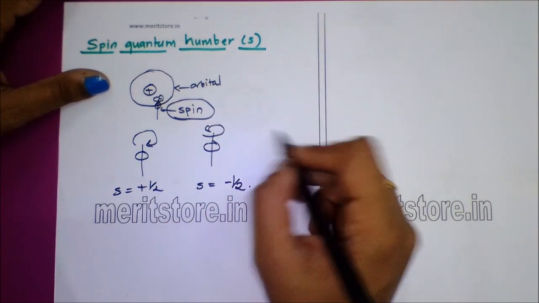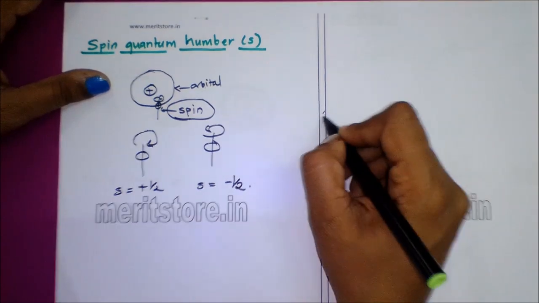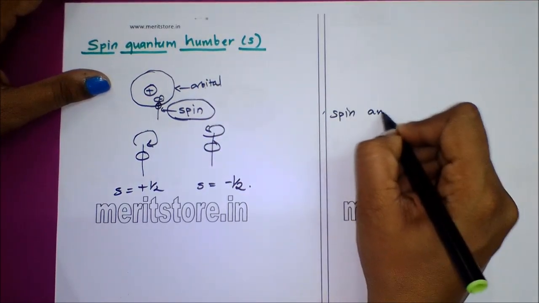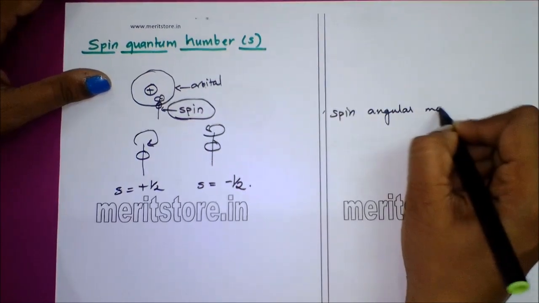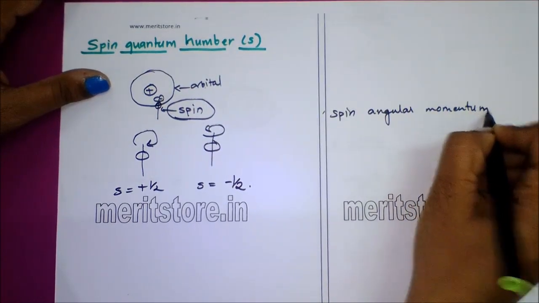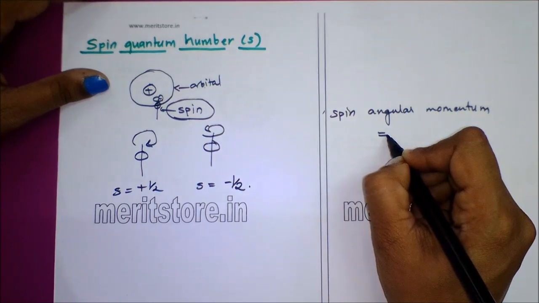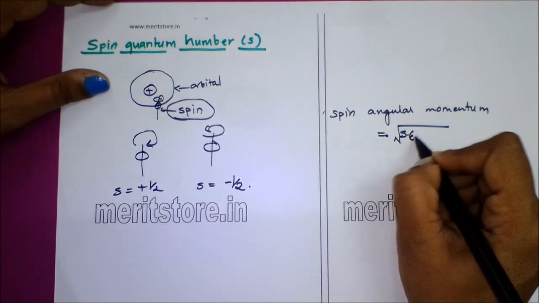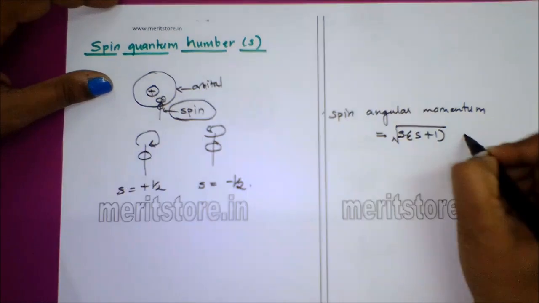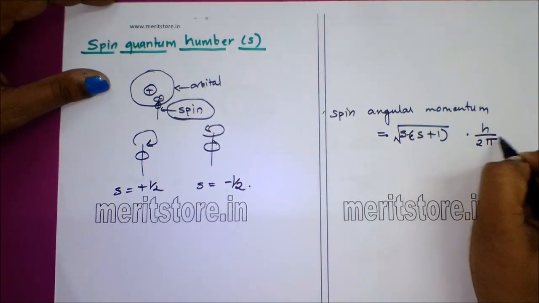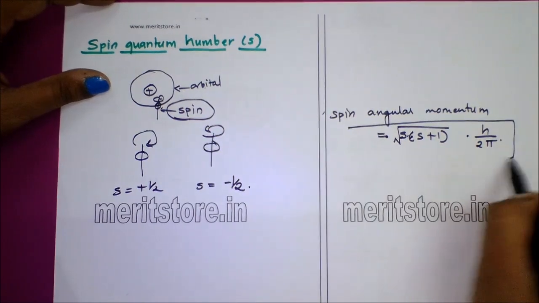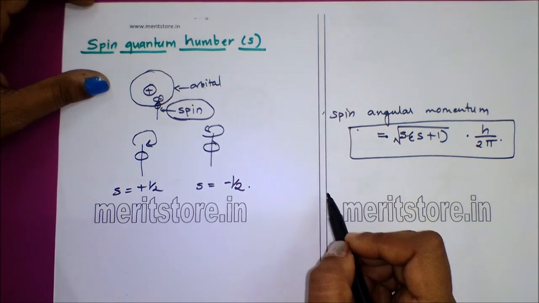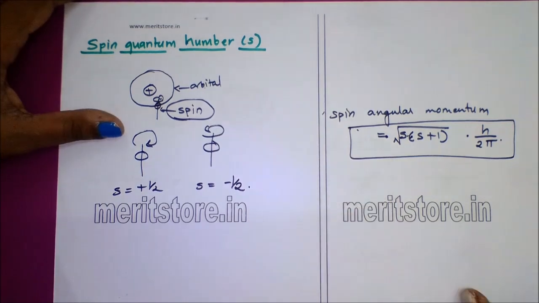The magnitude of the spin angular momentum of any electron is decided by the formula square root of s into s plus 1, into h upon 2 pi. So we get an idea about the spin angular momentum using this particular formula.